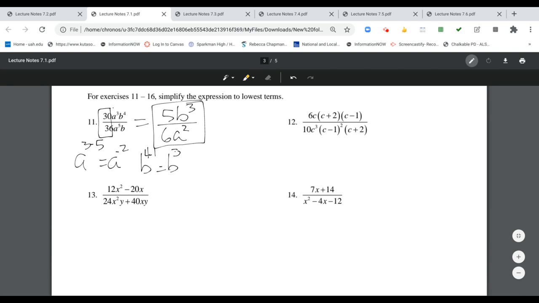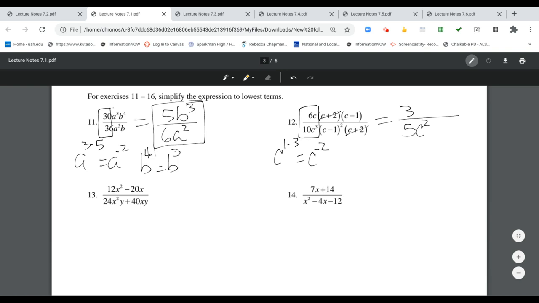Now, in part 12, they already have it factored. Hopefully, when you see those parentheses groups, you can tell that it's factored. So I'm going to start here with the two monomials. 6 over 10 reduces to 3 over 5. The c, if I take 1 minus 3, that gives me c to the negative 2. So I have c squared in the bottom with 5. So I've got my monomials out of the way.